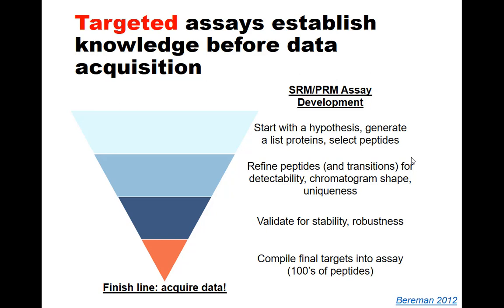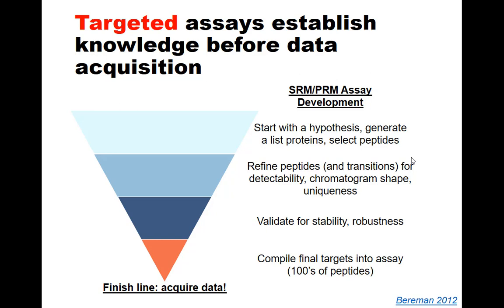You're building and refining your method, starting with a specific hypothesis or a list of proteins that your boss tells you he's interested in, generating a list of the peptides, perhaps with an in silico digest or by doing a database search. And then you go through rounds and rounds of refining peptides and refining transitions to make sure they're detectable, their chromatogram shape looks good, they're unique to the peptide you're interested in.